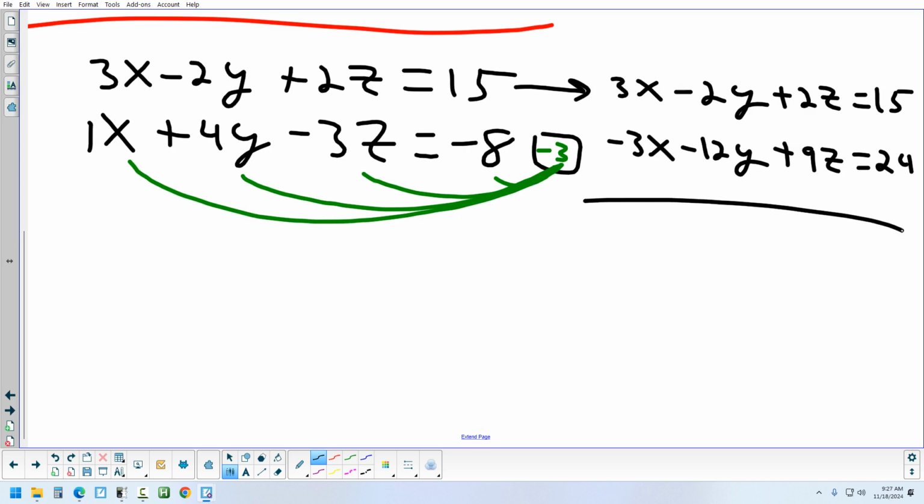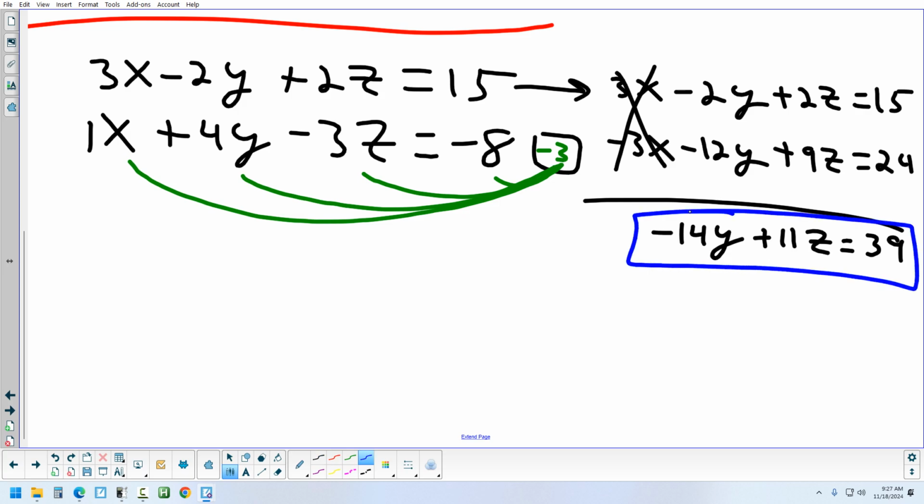Okay, what's 3x and -3x? Cancels out. What's -2y plus -12y? -14y. We didn't expect those to cancel. That's not what we were trying to do. What about 2z plus 9z? Plus 11z, and 15 plus 24? 39. Okay. So I'm going to put a box around that. We don't need it right now, but we will. We're going to come back to it. And I'm going to call that equation 4. That's a new equation that I just made, and it no longer has an x in it.